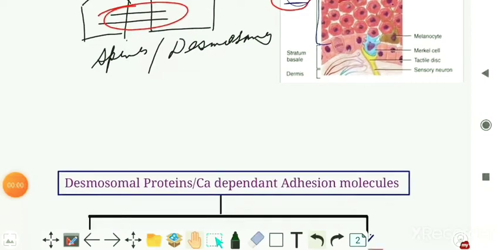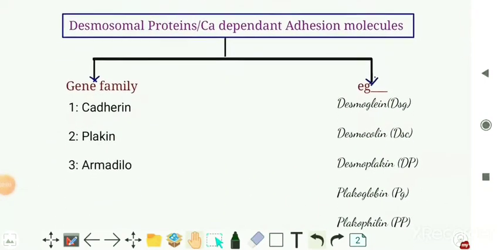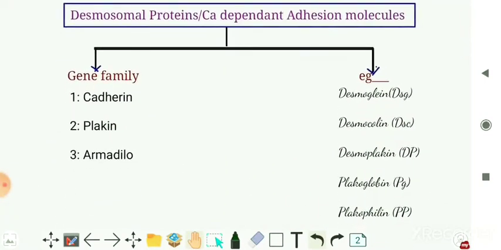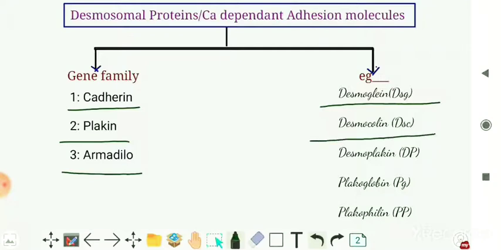These desmosomes are made up of desmosomal proteins, which are also known as calcium dependent adherent molecules, and these desmosomal proteins belong to gene family of cadherin, plakin, and armadillo. And the examples of desmosomal proteins are desmoglein, desmocollin, desmoplakin, plakoglobin, and plakophilin.